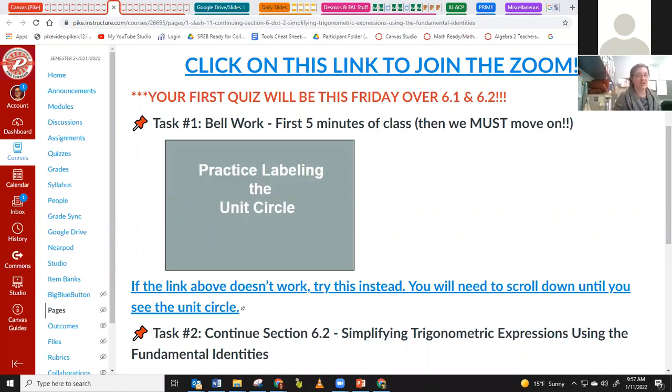If you did not have a chance to get all the way done practicing labeling the unit circle, please make use of whichever link worked best for you. If it did not work here, I've provided this link. I'm going to continue to try to provide some different exercises that you can use to get better and faster at labeling the unit circle, especially since we're not together in class. But I am going to move forward with our notes.